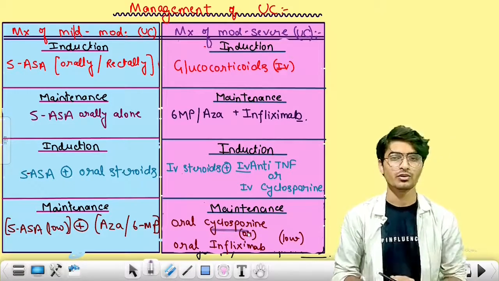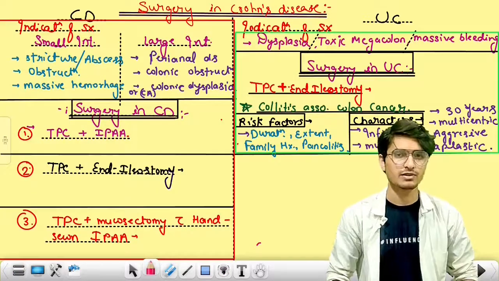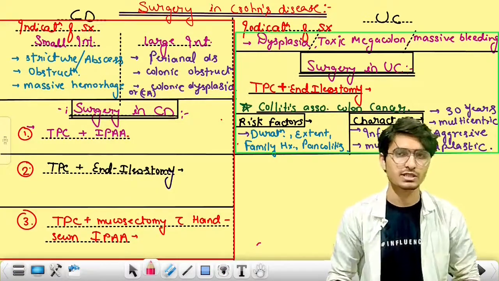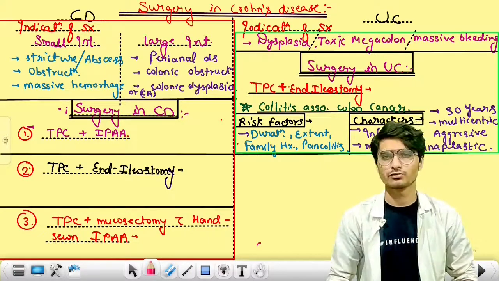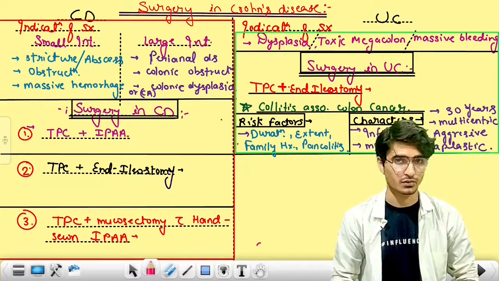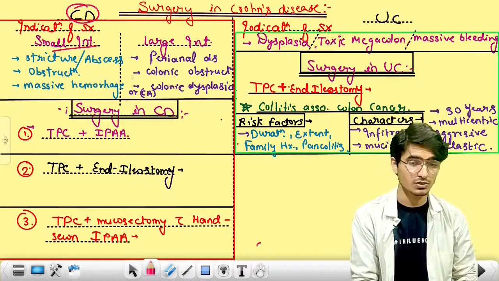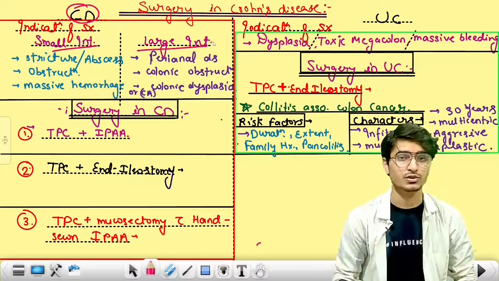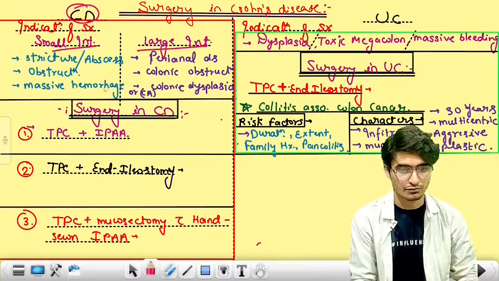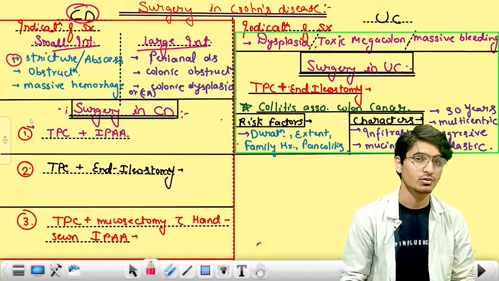And now we will go for the surgical management of CD and UC here. And now guys, we will discuss the surgery in the case of CD and UC. And before we discuss the procedures, we will go for the indications of surgery, right? So in the case of CD, we have the small intestine indications and the large intestine indications with respect to the surgery in the case of CD, right? So first is the stricture or abscess formation, right? Then we need to go for surgery.